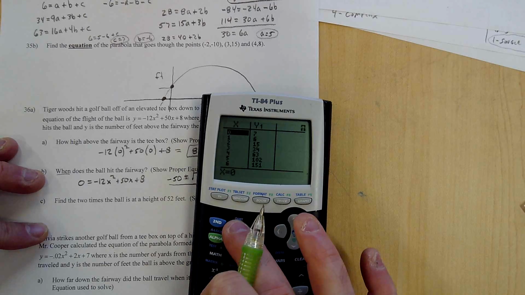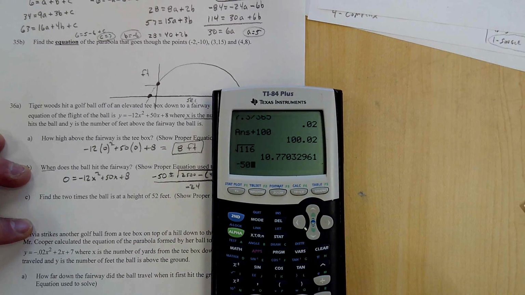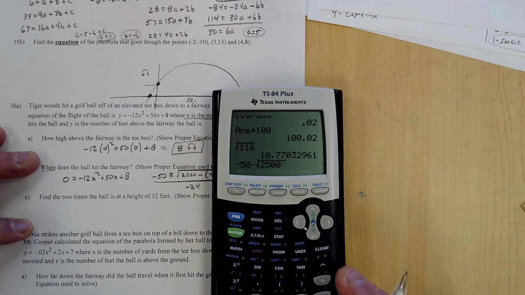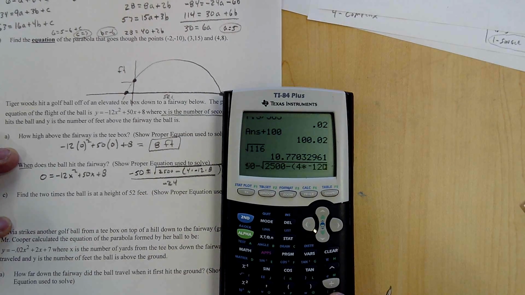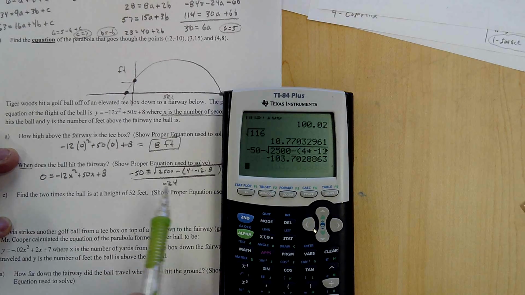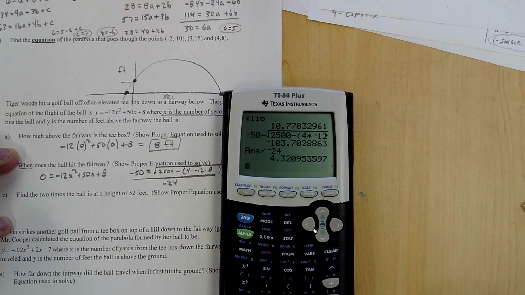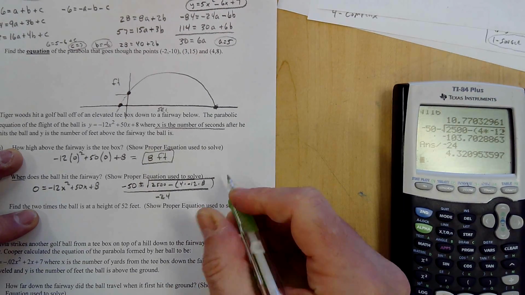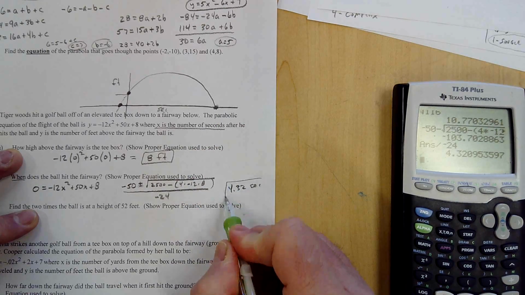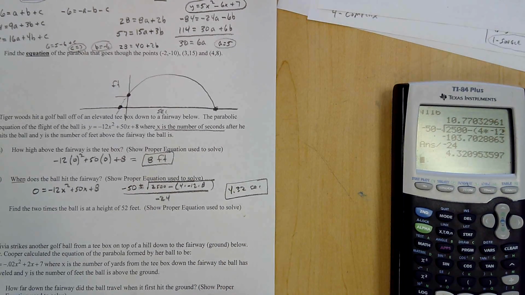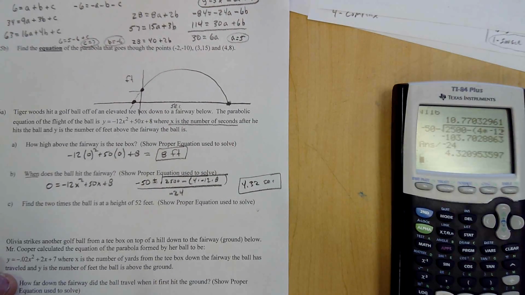So let's head to my calculator here. Negative 50 minus the square root of 50 squared, which we already know is 2,500, minus parentheses 4 times negative 12 times 8. Let's close those parentheses. I like to hit equals after the numerator. There's that negative answer I knew I was going to get. And we divide it by the denominator, negative 24. And I got 4.32. So 4.32 seconds is when that ball hits the ground right there. And I know it's not the other one, because that's going back in time.